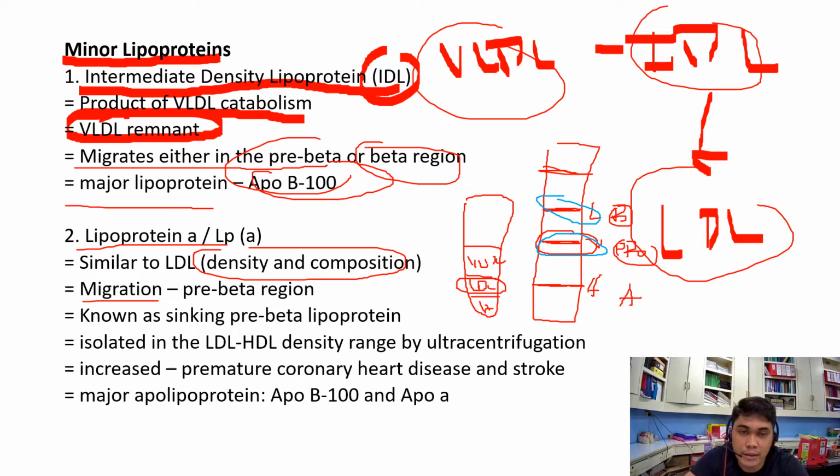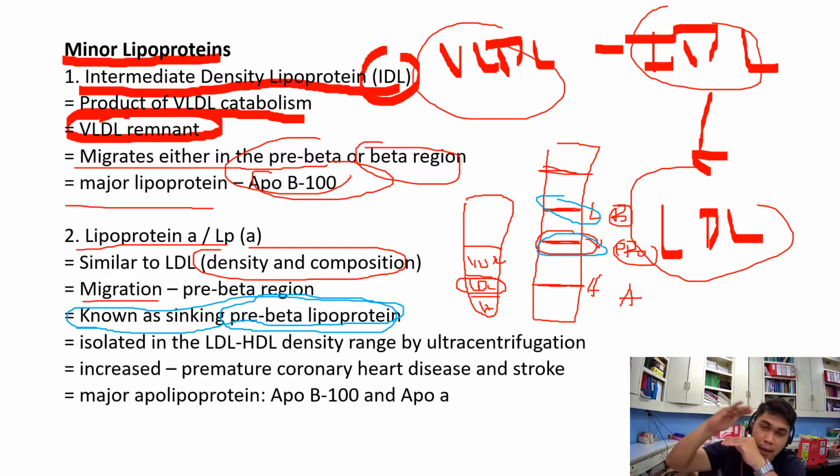So this one is known as the sinking pre-beta lipoprotein. Why? It's because the migration is pre-beta, same as VLDL. And remember, VLDL in ultracentrifugation is floating, because it's located in the top portion. But for this one, it's a sinking pre-beta lipoprotein because it's a VLDL, okay?